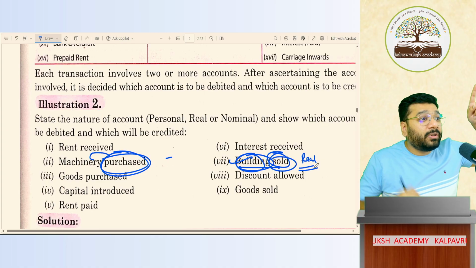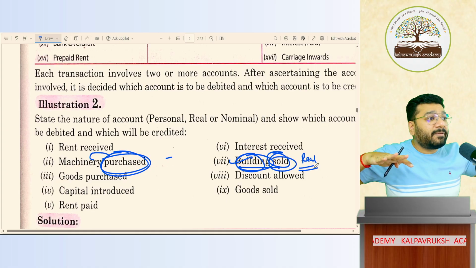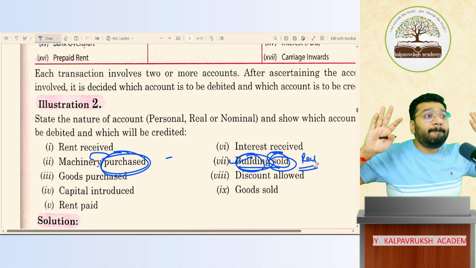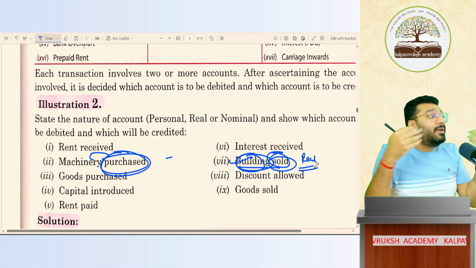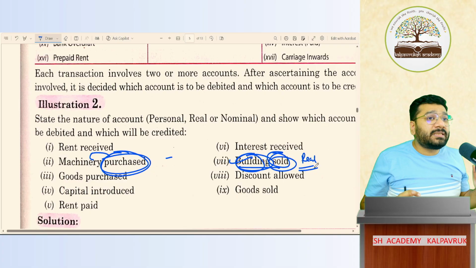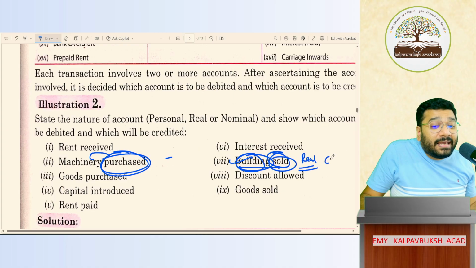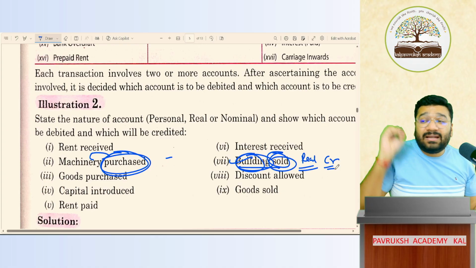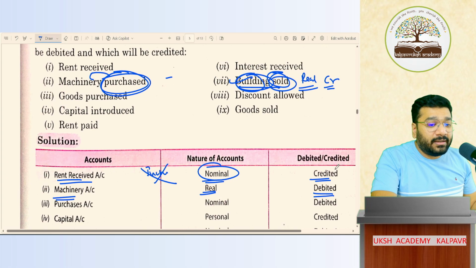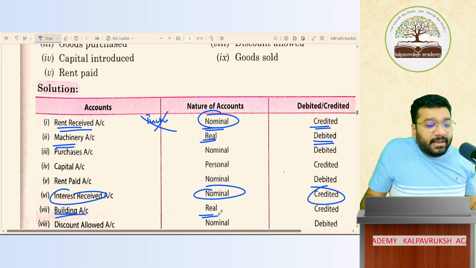What is the rule for real account? Debit what comes in, credit what goes out. If I sell the building, will it come in or go out? If I sell the building, it goes away from me. Building goes out of the business, from the business point of view. But debit what comes in, credit what goes out. So whenever the building is sold, the building account should be credited. Clear or not clear? See here: building, real, credited.